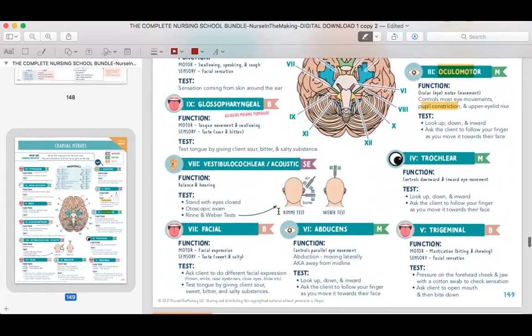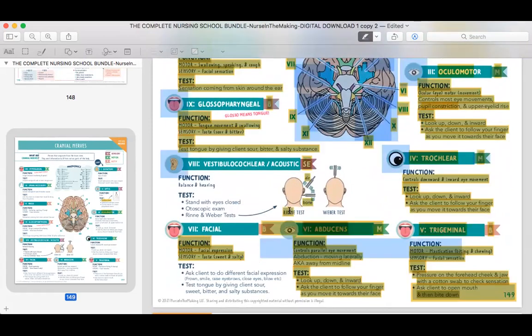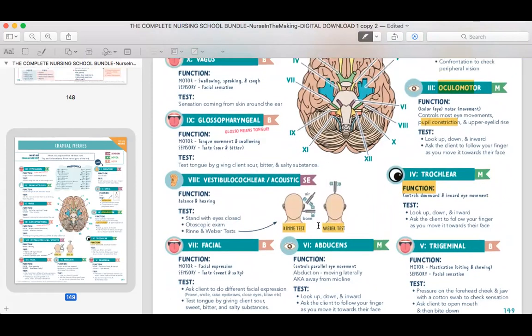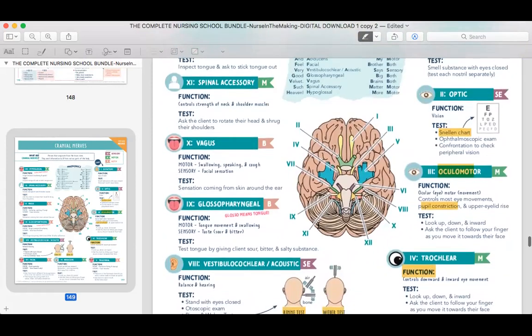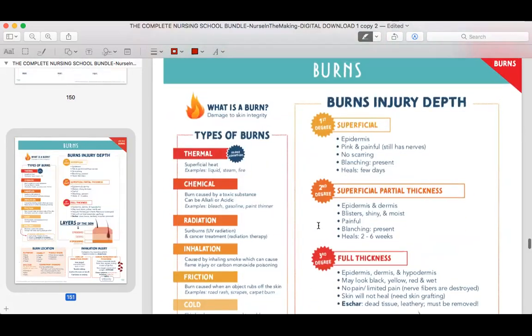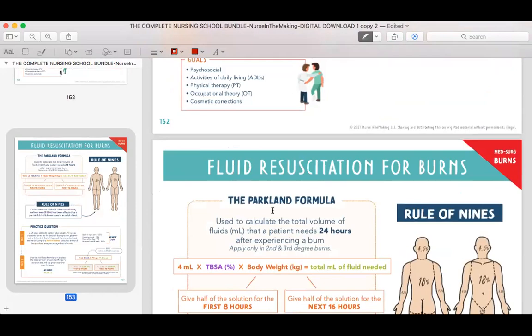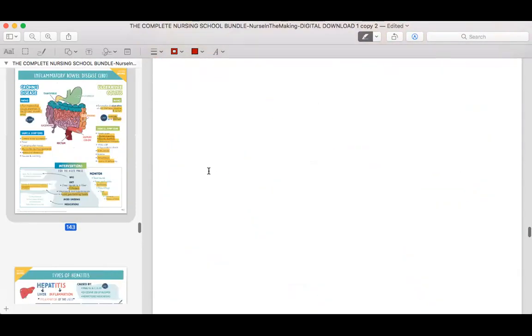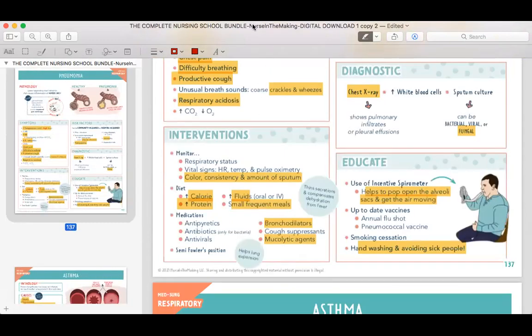Make sure you know your Rinne. Think of ringing of the ears, ring up here, and Weber's up here. Make sure you know your Romberg, which is for balance. There's already one over that. I think that's it. I will read you my notes right now really quick.